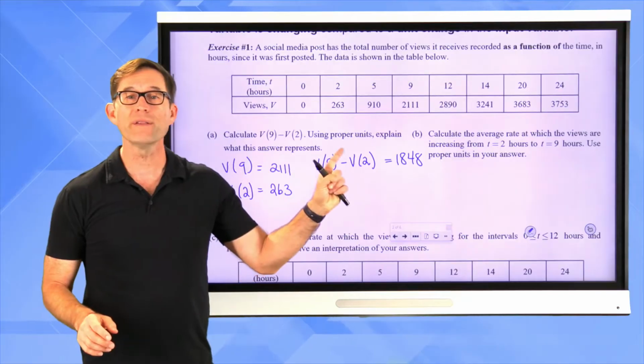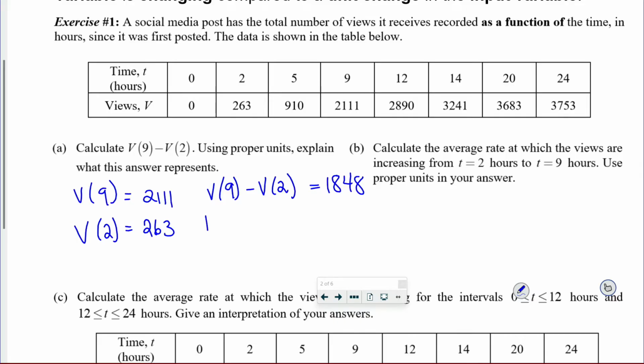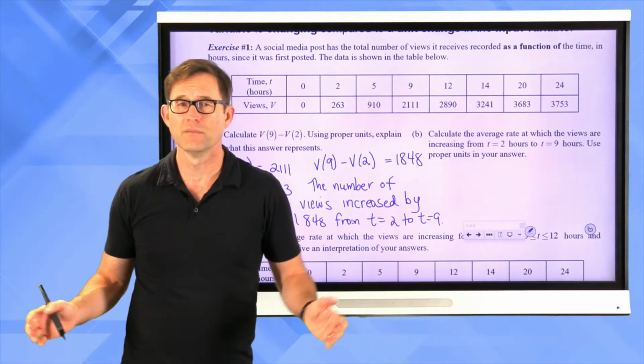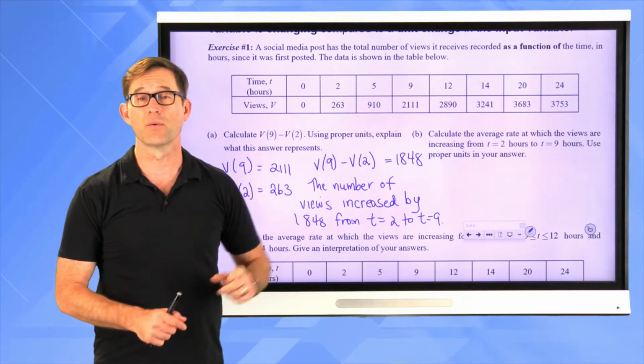Now, what does this represent? It represents the fact that the number of views increased by 1,848 from t equals 2 to t equals 9. So that's just how many views were gained from t equals 2 to t equals 9.